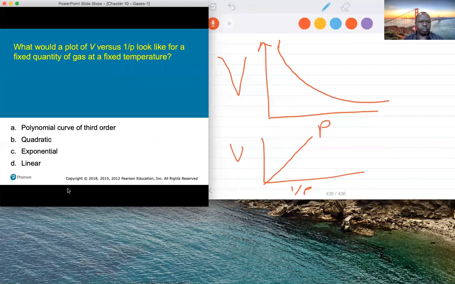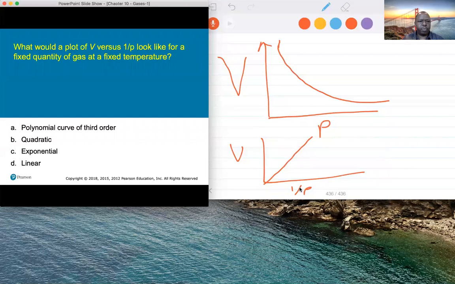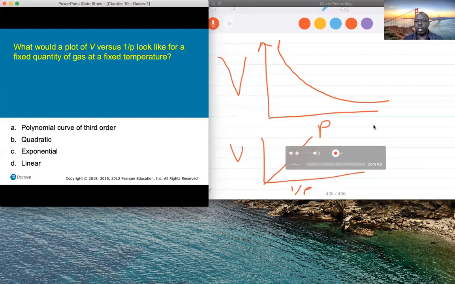What will you expect if you plot a graph of volume versus the reciprocal of pressure? I just gave you that right here. This will call for a general understanding of what the graph is for. Volume versus pressure is just going to be a hyperbolic plot.